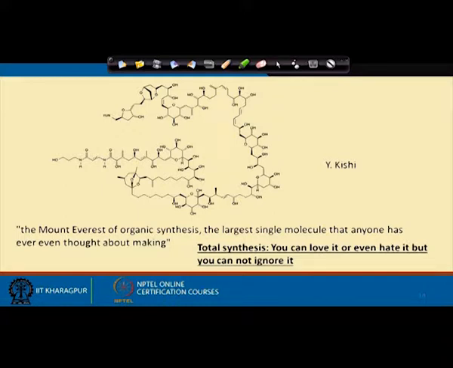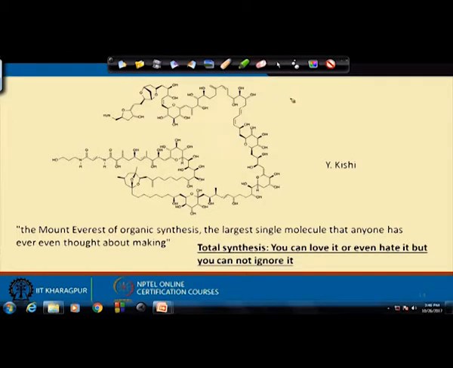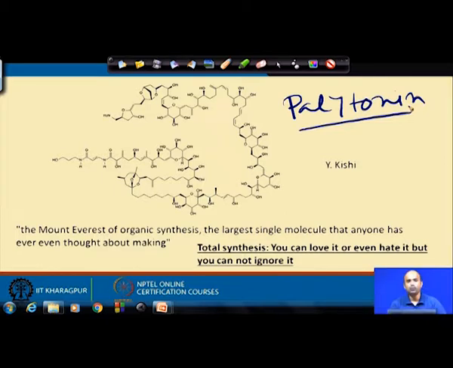This particular molecule, its name is palytoxin. Palytoxin. If you see the molecule, you will not believe how complex a molecule could be. This molecule is a marine toxin. It has been isolated from a marine organism. This molecule has 64 stereocenters.